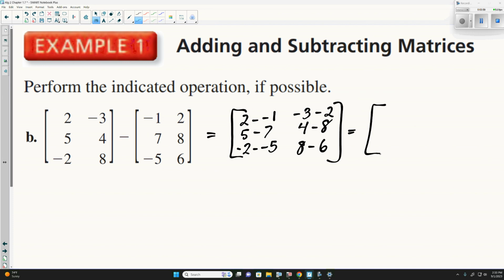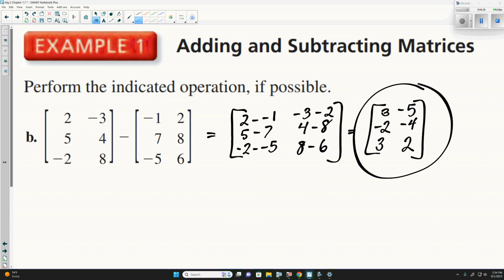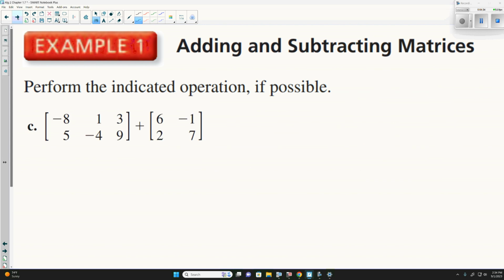2 minus -1 is 3. -3 minus 2, -5. 5 minus 7, -2. 4 minus 8, -4. -2 minus -5. And lastly, 8 minus 6. Questions on this here? So we feel comfortable with these here? All right, let's go on and do the next one.